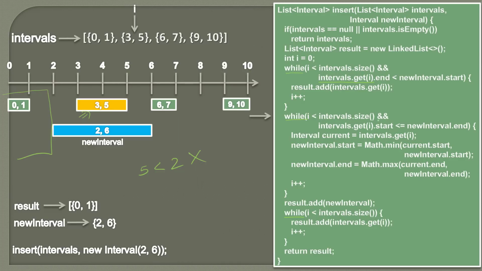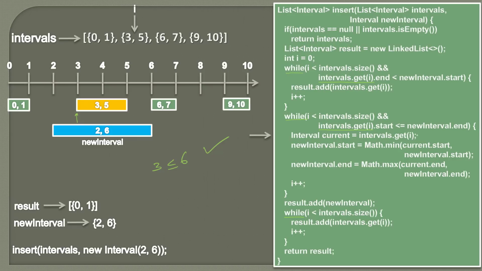I is less than intervals.size. Now here we actually check for the second region, whether 3,5 is overlapping with 2,6 or not. And we already discussed how we can do that: intervals.get I, which is this interval. We simply check its start time, which is 3. We check whether it is less than or equal to new interval.end. So 3 is less than or equal to new interval.end, which is 6. So it is true, which means these two intervals are overlapping, and so the condition in the while loop comes out to be true.